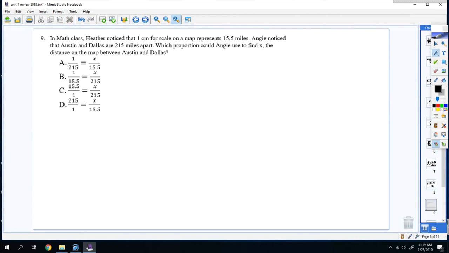All right. Number 9. In math class, Hedda noticed that 1 centimeter on a scale for a map represents 15.5 miles. Angie noticed that Austin and Dallas are 215 miles apart. Which proportion could Angie use to find X, the distance on the map between Austin and Dallas? Well, here, it says 1 centimeter represents 15.5 miles. So you write 1 centimeter for every 15.5 miles.